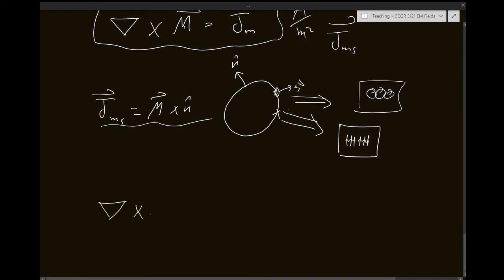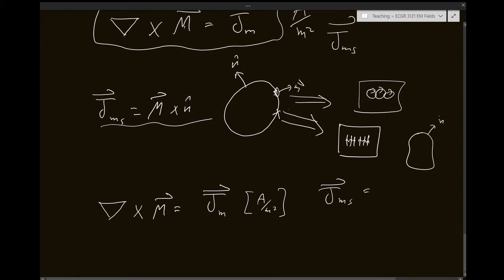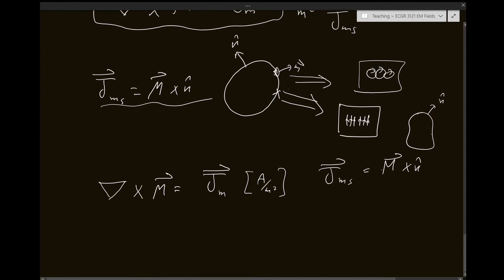The curl of M equals the volume magnetization current density, which has units of amp per meter squared. Then the surface current density on the boundary of the medium is just going to be, if I have a medium with N hat, M cross N hat, and it's going to have its current flowing on a surface.